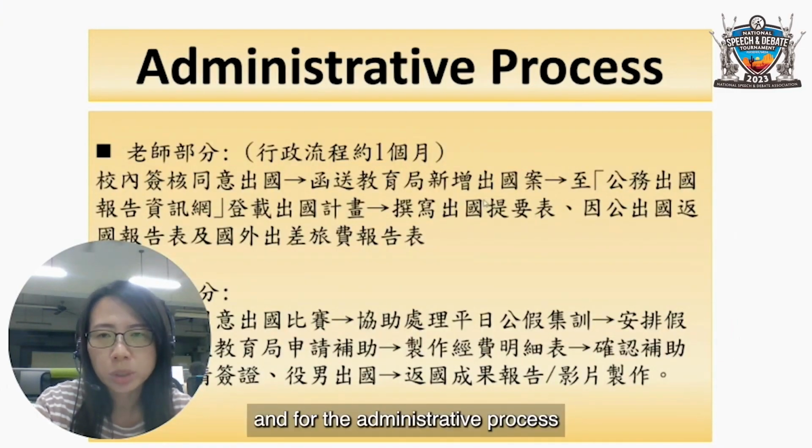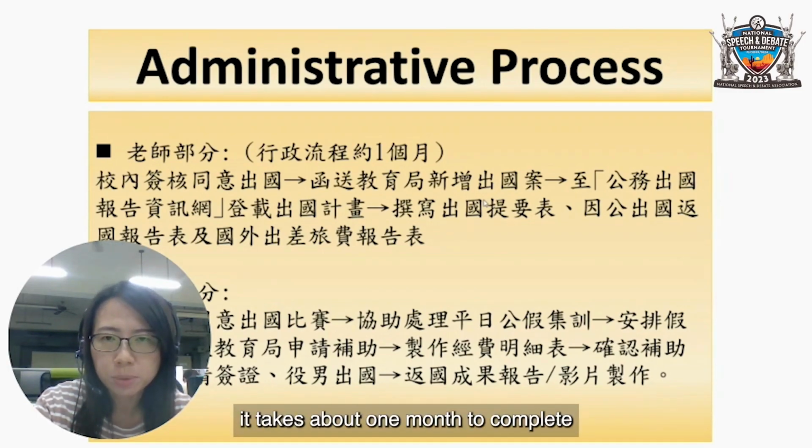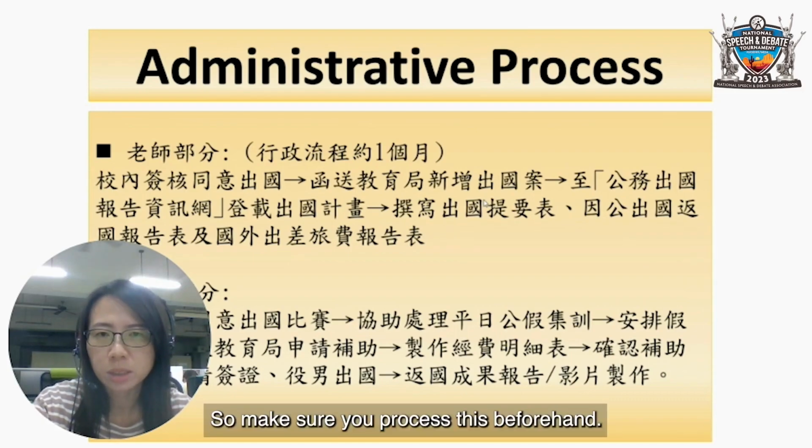And for the administrative process, for the teacher and the students, it takes about 1 month to complete the whole application process. So make sure you process this beforehand.